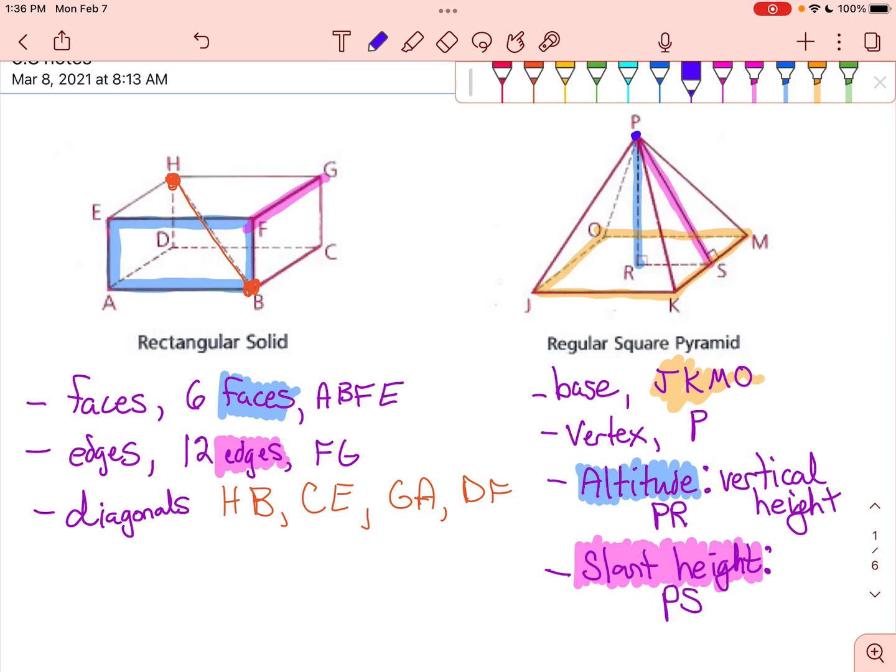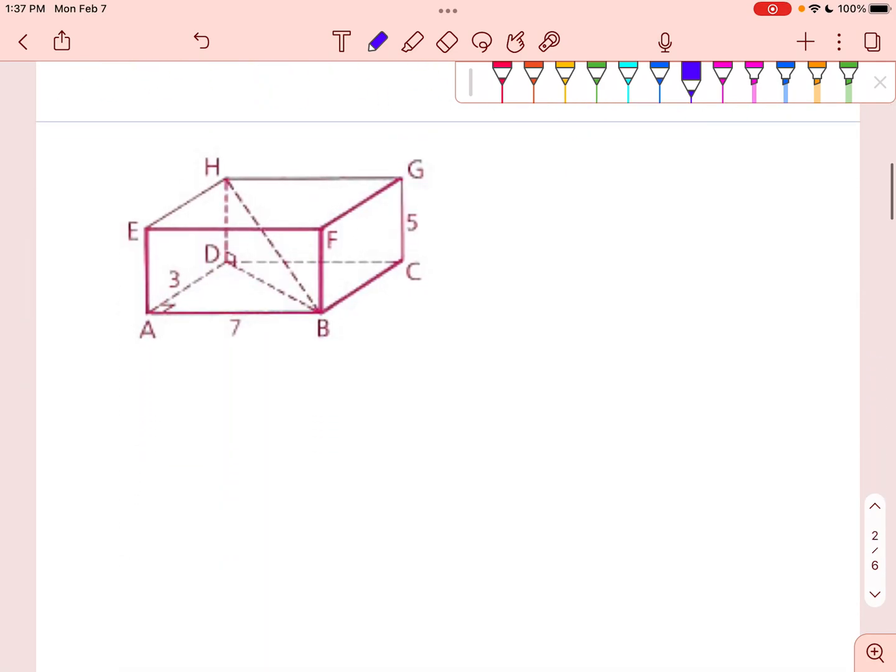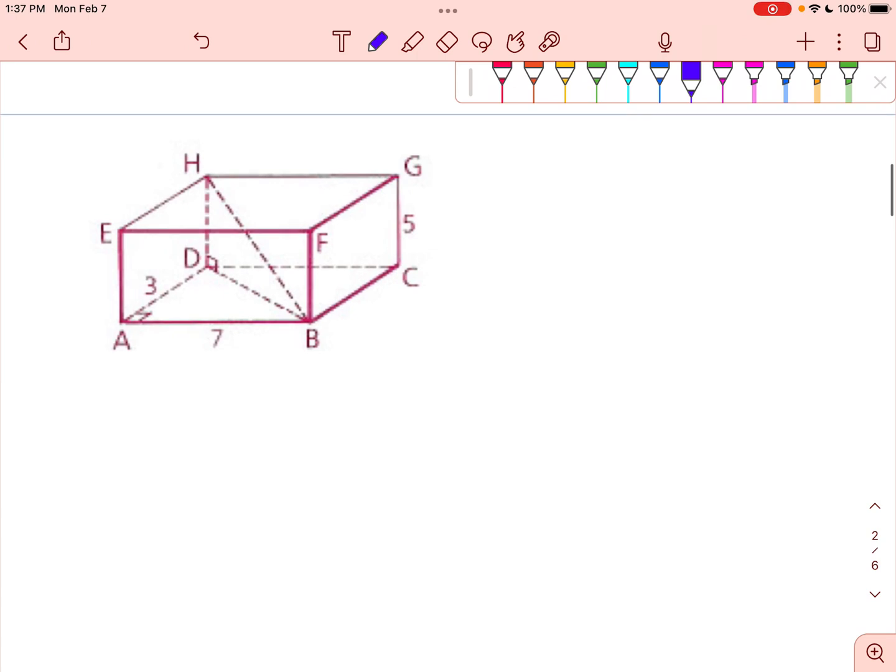And then you also have something called the slant height. And again, that's the height of this on a slant. So when I'm talking about these shapes, this is what I'm actually going to be referring to. So the first problem we're going to be talking about here, we are going to find the diagonal, and the diagonal is HB. So we are going to find that diagonal of HB.